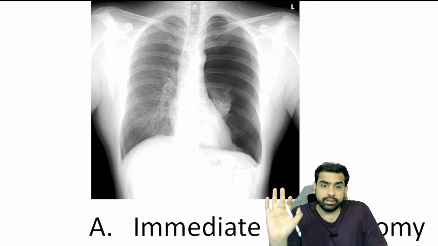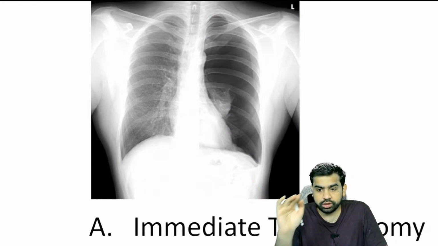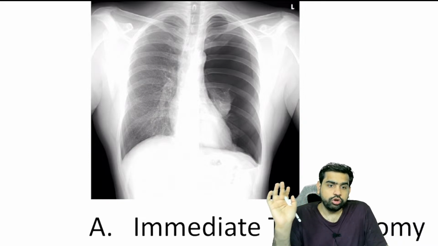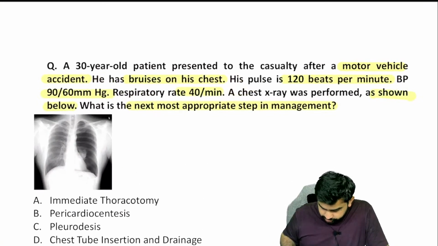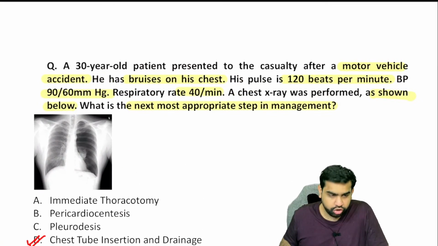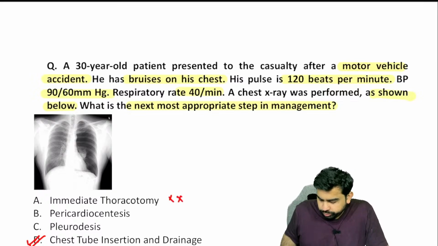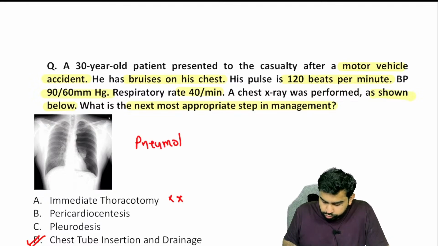This is a very important x-ray, and if you commit a mistake with this, that is not acceptable. The diagnosis over here is the pneumothorax. The answer is chest tube drainage insertion, and that's what you need to understand. It's not the emergency thoracotomy. Obviously, you do not do that. The diagnosis over here is a pneumothorax.